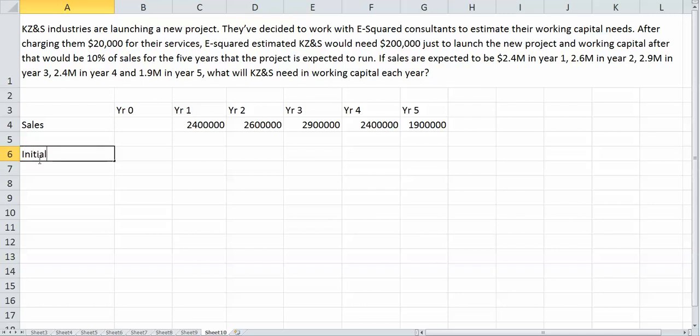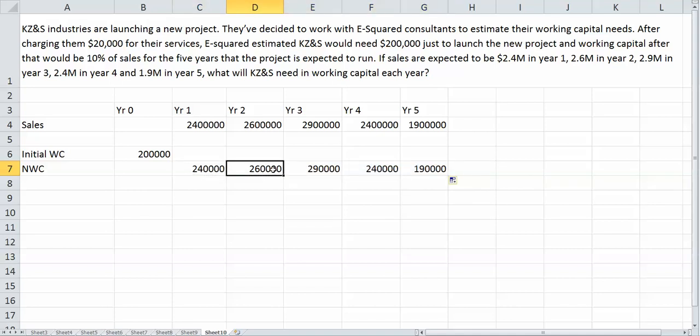However, I know that I also have an initial working capital. And it says here, our initial working capital is going to be $200,000 to start this. And then I have working capital. Let's call it NWC, net working capital, whatever you want to call it. So in year 1, we're also going to do it as a percent of 10% of sales. So we're going to simply multiply the 2.4 million times the 10%. I can actually drag this across. So as you can see, 10% of 2.4 million is 240,000. 10% of 2.6 million is 260,000, so on and so forth.